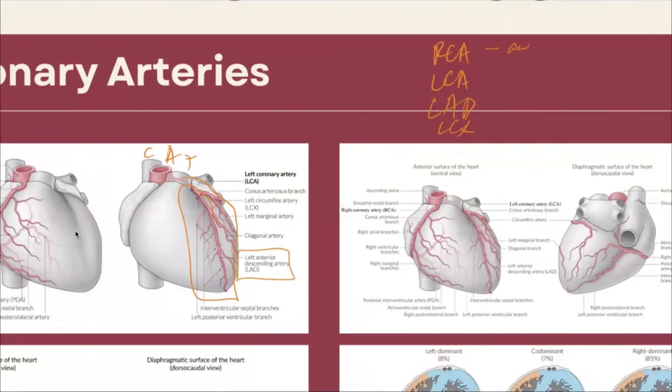RCA is again anterior right atrium and right ventricle. LCA is the part of the septum essentially and part of the left ventricle. LAD is anterior side of the left ventricle, and more importantly, the intraventricular septum, most of it, 2/3, and LCX is for the posterior side and the lateral side on the left.